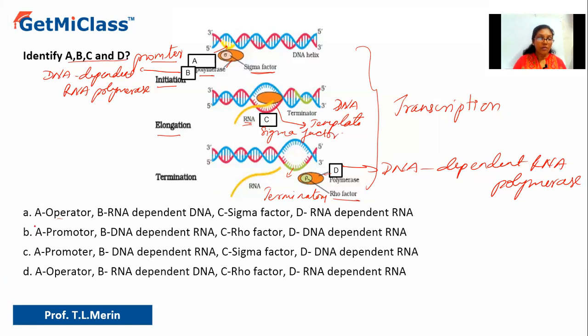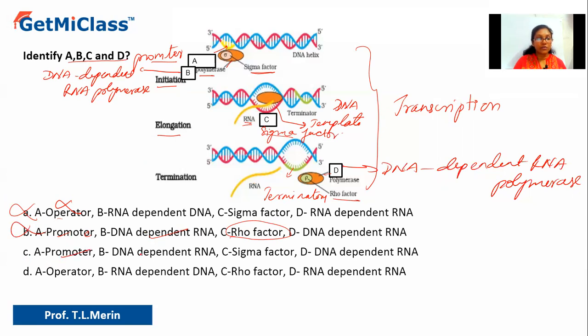Now option A says A is operator, which is wrong. It is not an operator, it is promoter. Hence here itself you can rule it out. Option B says A is promoter, which is correct. B is DNA dependent RNA, that is also correct. C is Rho factor, they say. So our C is sigma factor and not Rho factor. Hence it is ruled out.